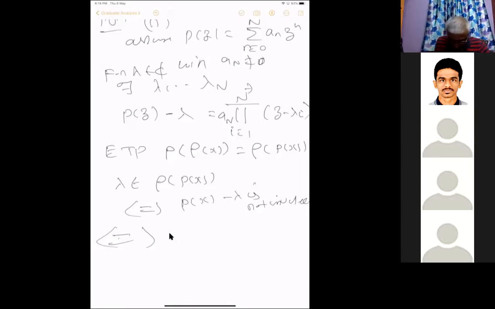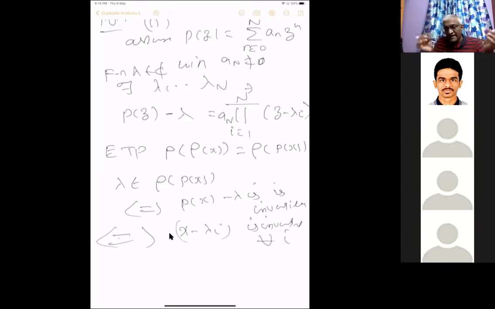Okay? So this p(x) minus lambda is invertible. That is equivalent to saying x minus lambda_i I is invertible for all i. If you have n elements x1 up to xn in a ring, they are all commuting because they differ by a scalar only. Then the product is invertible if and only if each one of them is invertible.